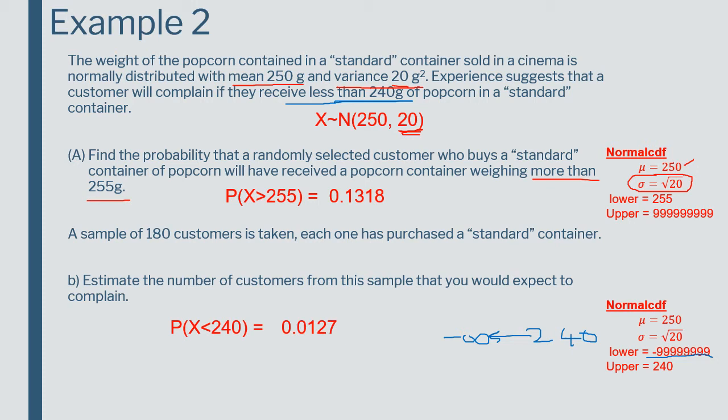Think of that as being a 1.27% chance of a customer getting less than 240 grams of popcorn. Well, if I've got 180 customers, 1.27% of them should not be happy, and they'll complain. So multiply them together, we get 2.286 customers expected. So between 2 and 3 customers each time.